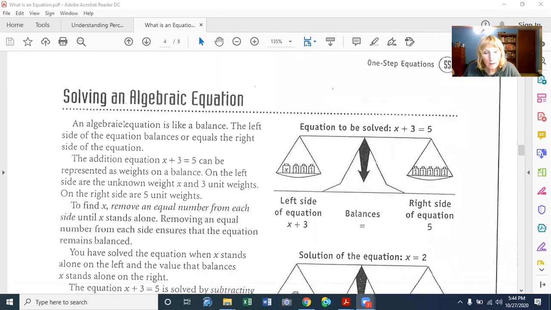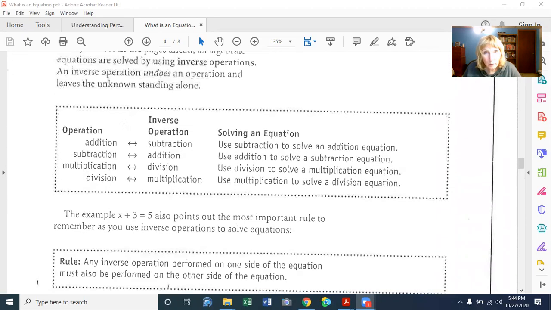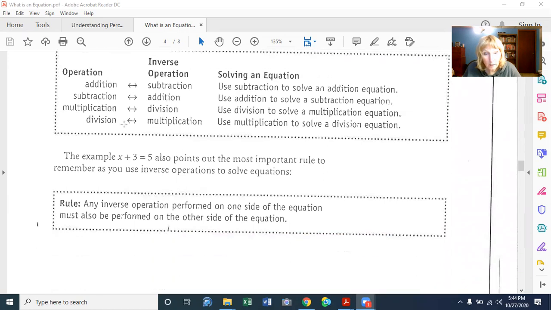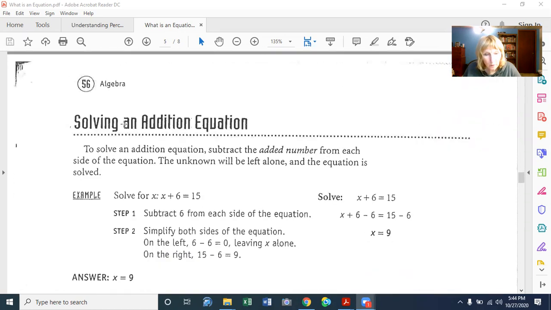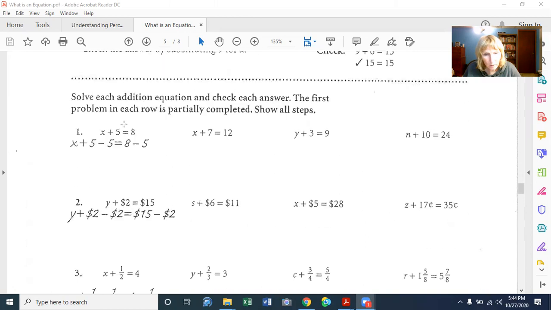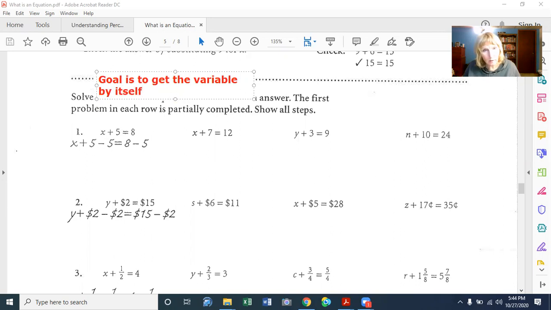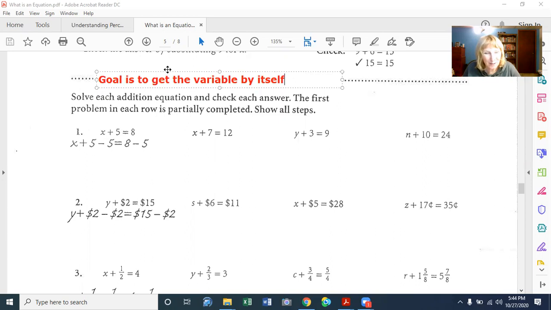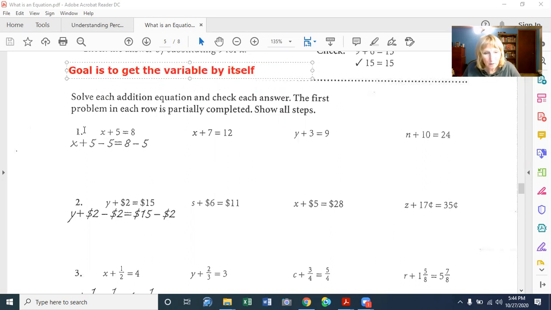Solving an algebraic equation. Whatever you do to one side, you have to do to the other side. So the goal is to get x, or the letter, by itself. The goal is to get the variable by itself. The variable is the letter. So that is always your goal when you're solving an equation. So the first one's been done for you partly, it looks like. I like to write them up and down vertically.